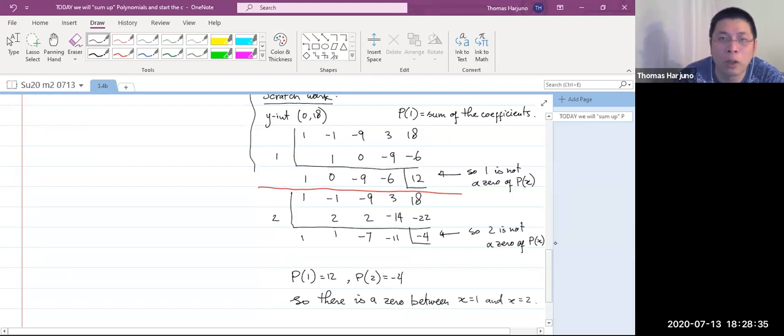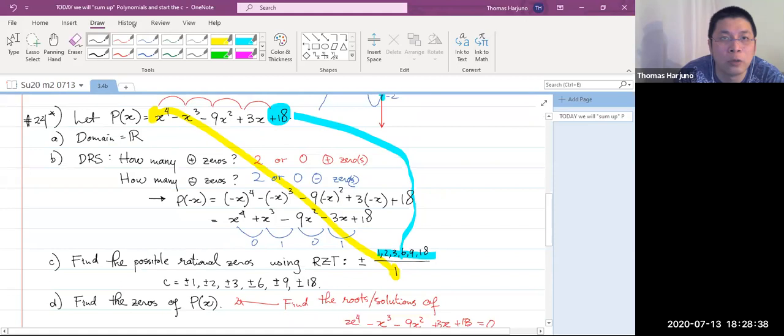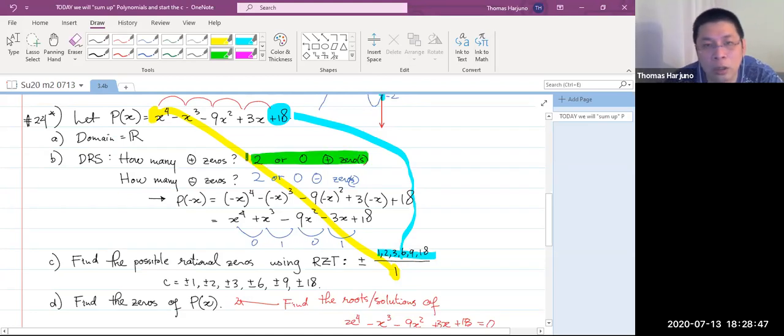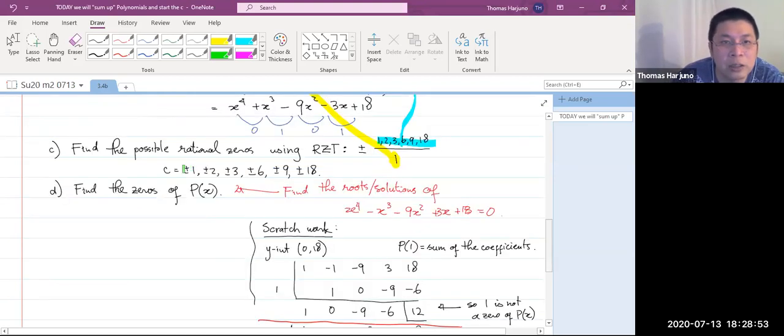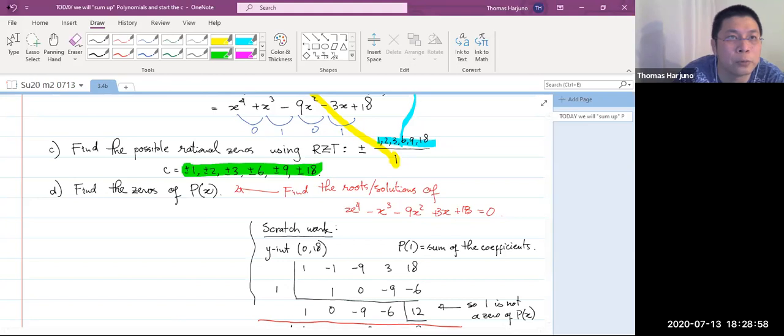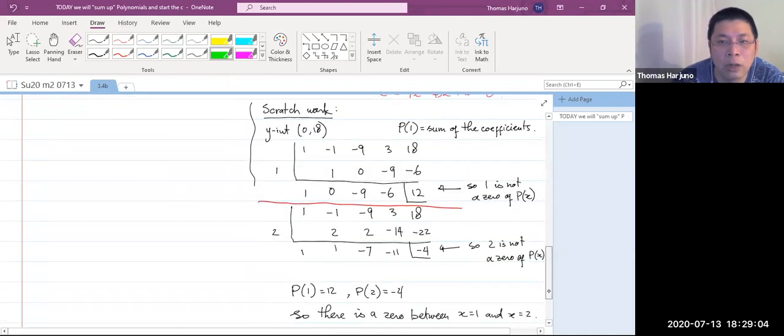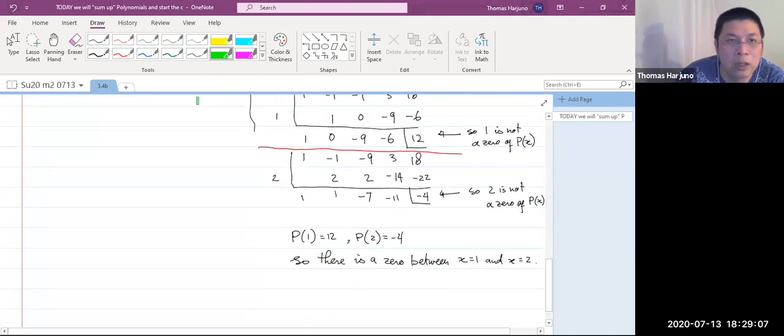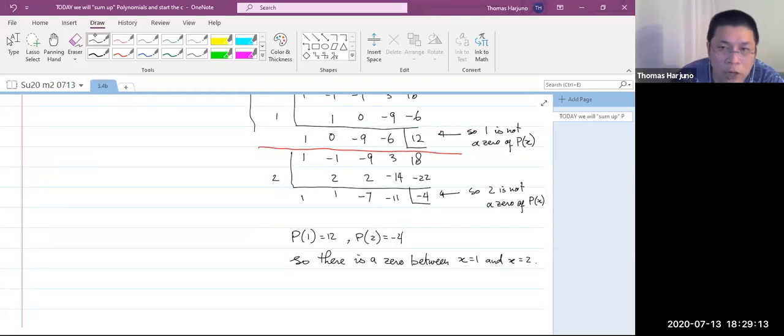Now, according to Descartes' rule of signs, we should have 2 positive zeros. We found one of them, but that one is not a rational number. Because when you see the list here, there's no rational number in the candidates that is between positive 1 and positive 2. So according to our rational zero theorem, there is no rational zero between 1 and 2, no candidate.